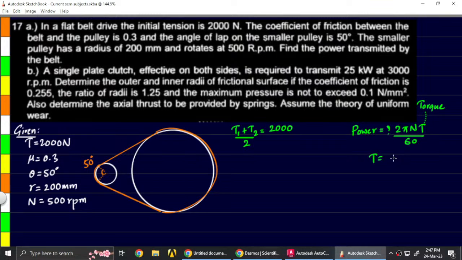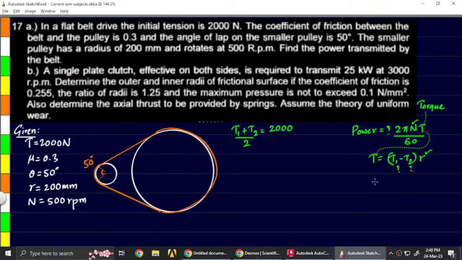So that T will be equal to T1 minus T2, that is the difference between the two tensions, multiplied with the radius. So this is the value of the torque. Speed is given to us, so we'll be able to find power. And here we need to first find the values of T1 and T2. Radius is given to us, but these two are not known.